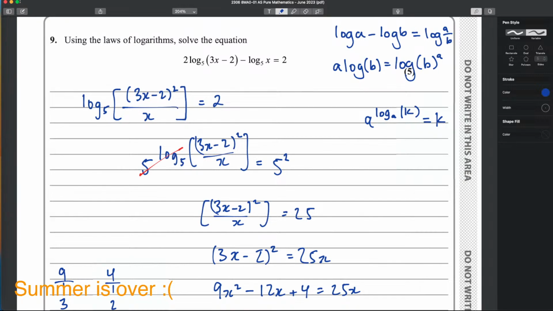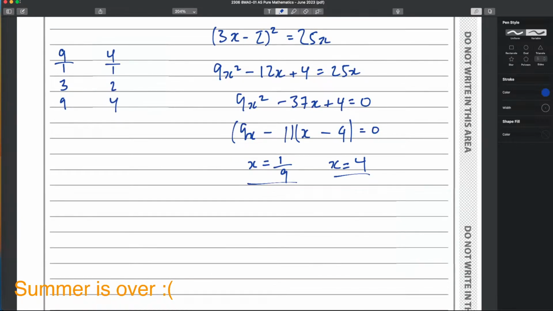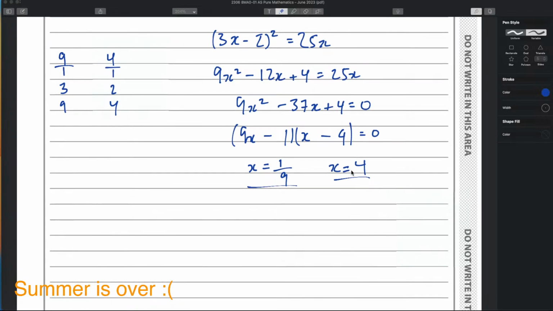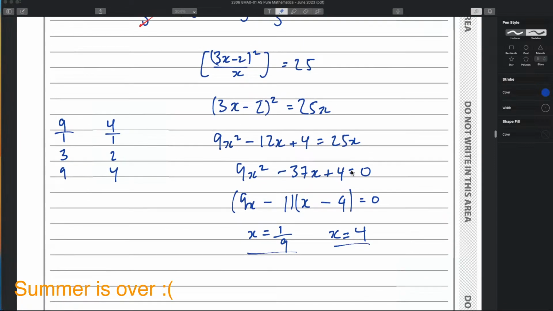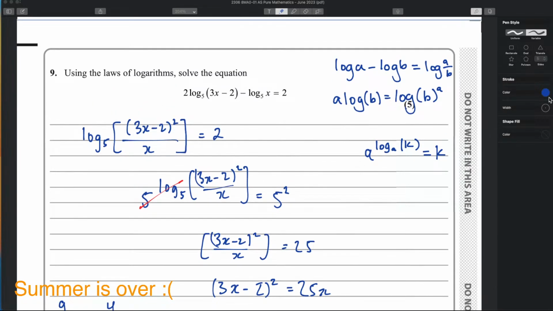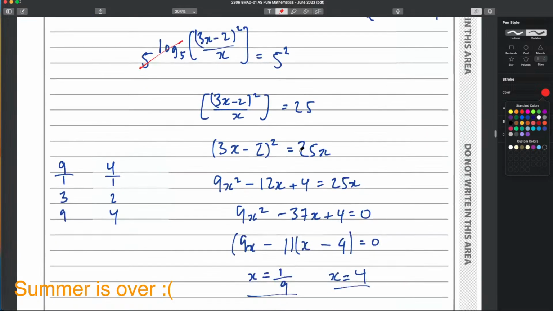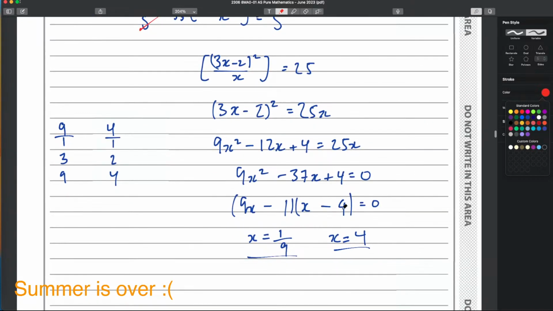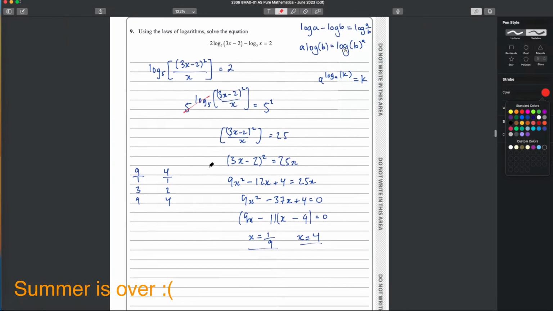Okay, so what do we get here? 1/9 and 4. So let's see. Ah, another mistake. I keep making them. I've lost 3 marks so far. I'm not happy, really. Can anyone tell me the mistake here?